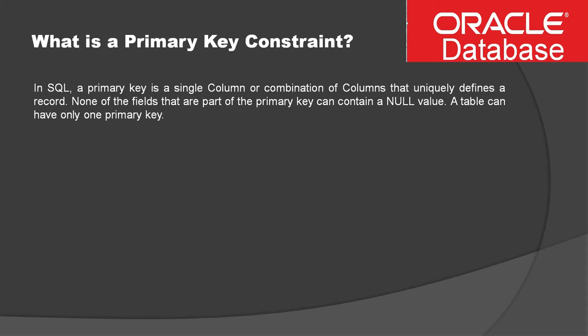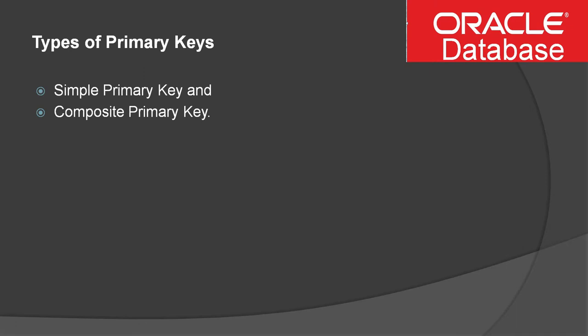Now, types of primary key. There are two types of primary key, basically: simple primary key and composite primary key. Let's try to understand. When you define a primary key based on a single column, that is called simple primary key. If you define a primary key that is a combination of more than one column, that is called composite primary key. That is also possible.